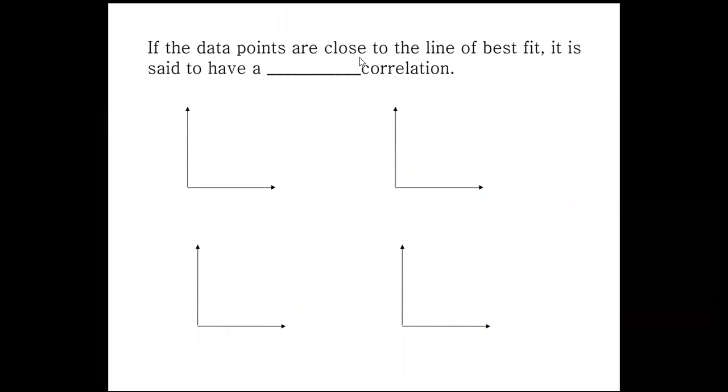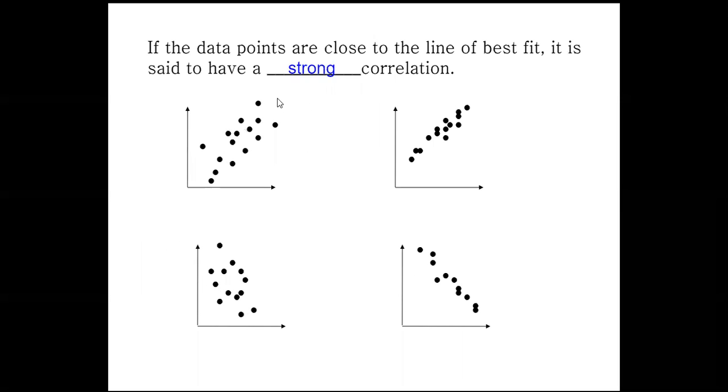If the data points are close to the line of best fit, is it said to have a strong correlation? In this part, we are going to study what strong correlations and weak correlations are. Let me give you an example for each one. If I draw the line of best fit here, in your opinion, will it be strong or weak? It will be weak positive. Why? Because we have distance between the points.